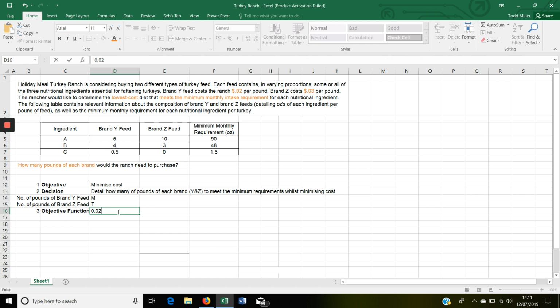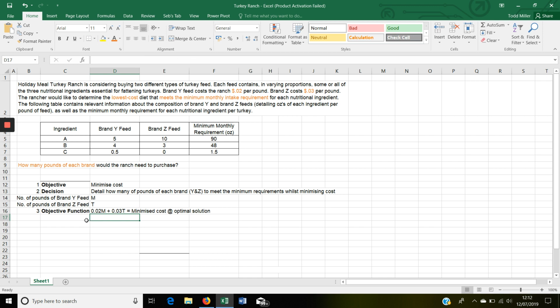So we're looking at the cost of the number of pounds of brand Y feed and the cost of the number of pounds of brand Z feed. And this will give us our minimized cost, the optimal solution.